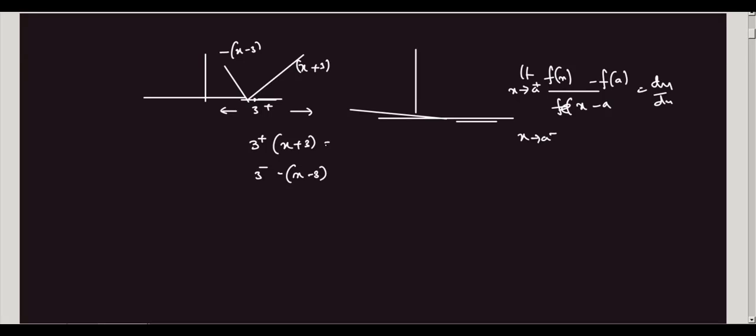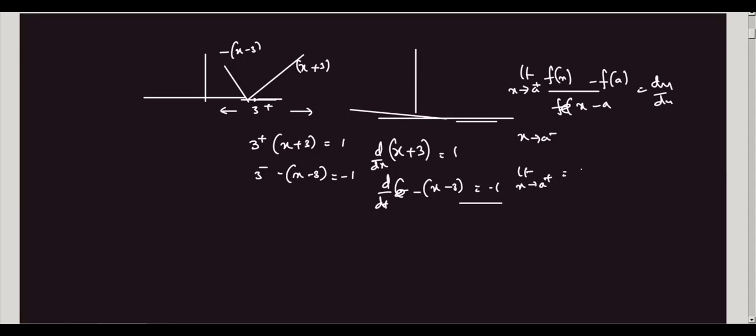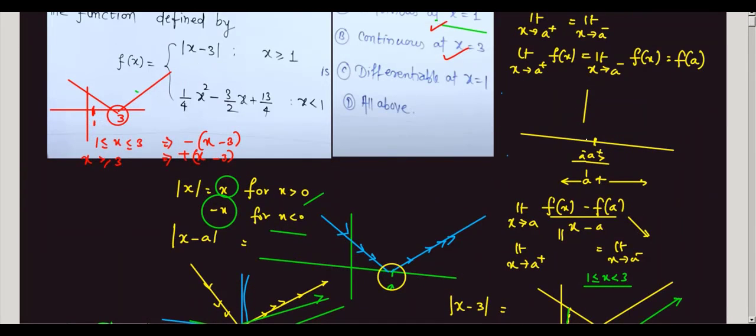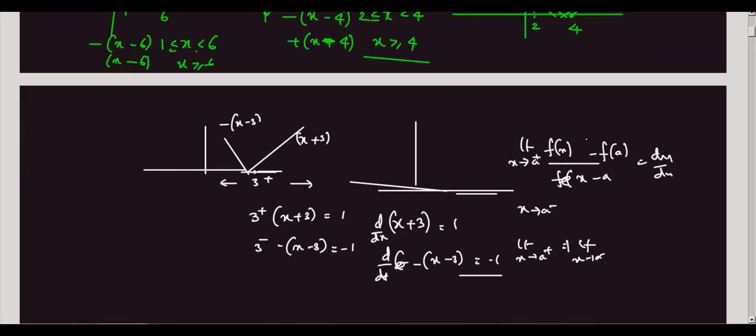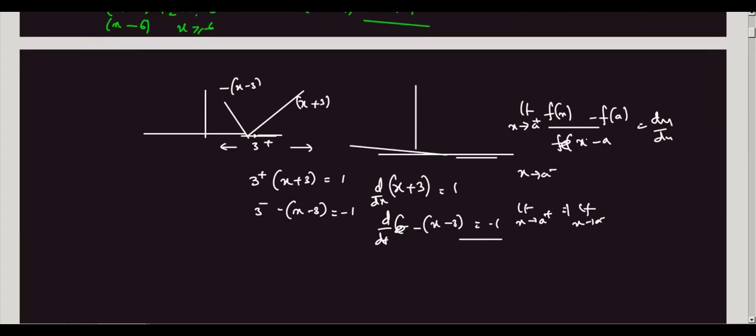So, derivative பண்ணா 1. Derivative பண்ணா minus 1. Derivative of x plus 3 எவ்வள? 1. D by dx of minus of x minus 3 எவ்வள? Minus 1. So, derivative at 3 plus is not equal to derivative at 3 minus, so it is not differentiable at x equal to 3. Not differentiable at x equal to 3.